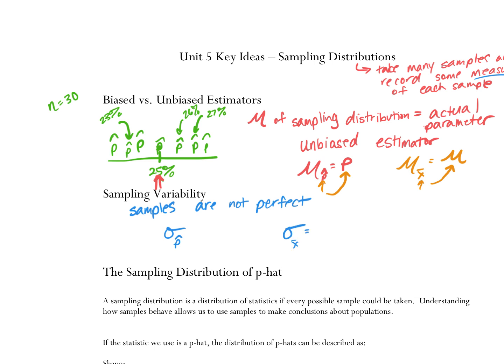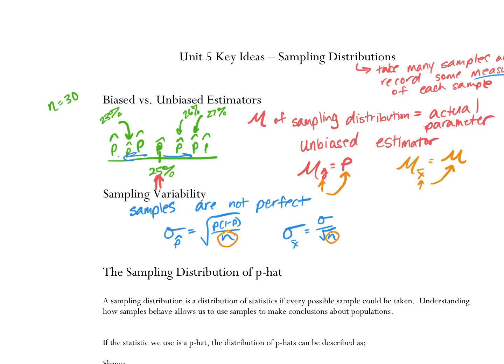Samples are not perfect, meaning that those p hats have variability. The x bars, if we did a distribution of x bars, they would have variability. And what I want to point out is because they have variability, they have a standard deviation. I want to point out the formulas for those two standard deviations, and in particular within those formulas, I want you to see two things. Both of them have that square root n in the denominator, okay?